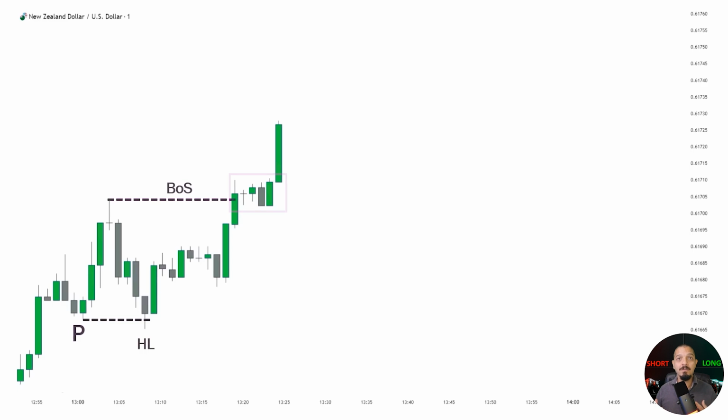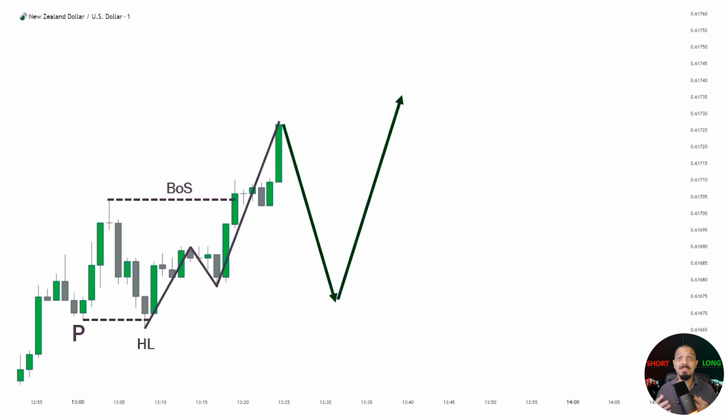As discussed earlier, this small area of consolidation isn't a valid pullback because it hasn't broken the previous candle's low. Therefore, the most recent pullback lies here with liquidity positioned below it. If the market retraces deeply and sweeps the liquidity below this pullback before continuing upward, we'll have another valid break of structure. Let's see what the market does.